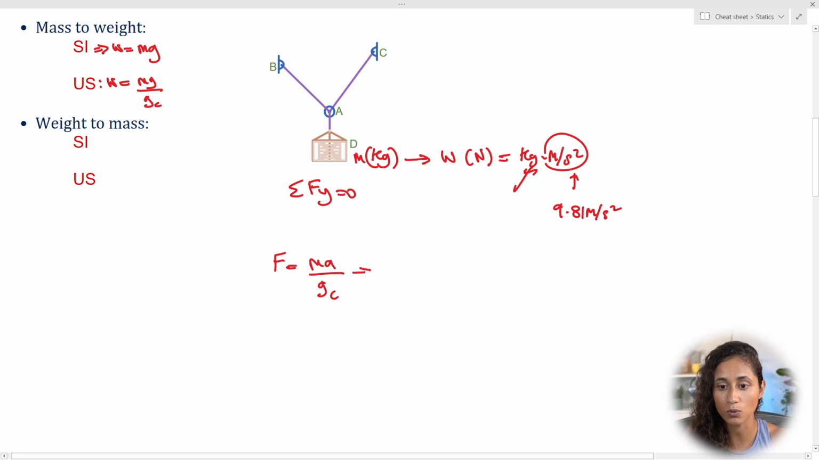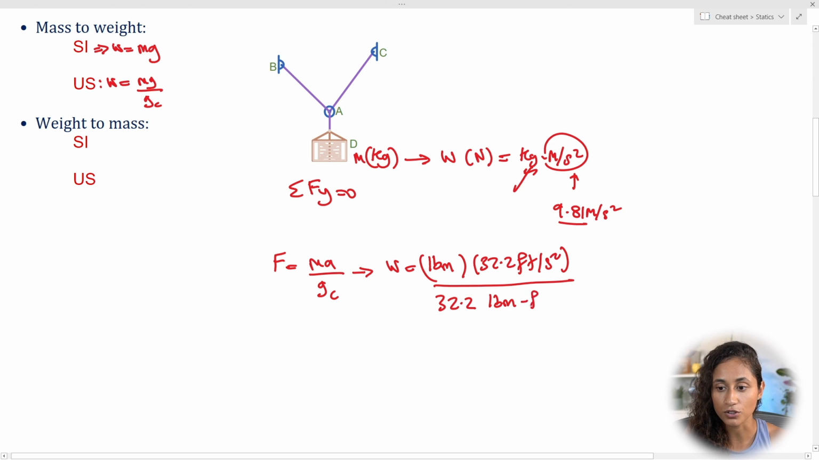Now, another thing is, what I want to do here is plug in the units. So here we're going to have weight is equal to mass. So mass is going to have the units of pound mass. Now g is 32.2 feet per second squared, right? So for SI, we said it's 9.81, but for US, it's 32.2. And then we're going to divide it by gc, which is 32.2 pound mass foot per pound force second squared. Let's take a look at the units. So pound mass is going to cancel, feet per second squared cancels, and then we're going to be left with pound force.